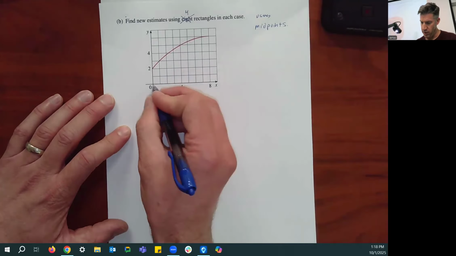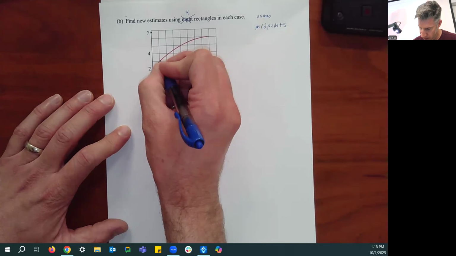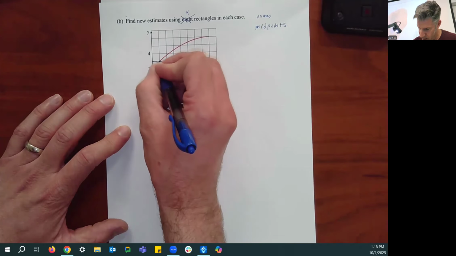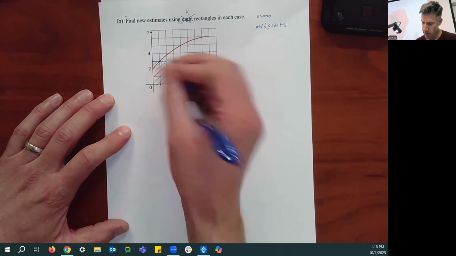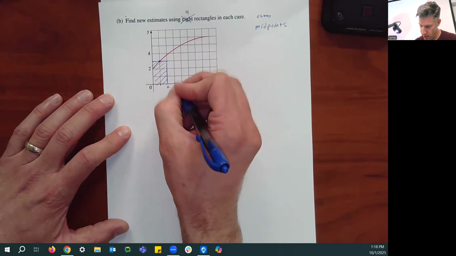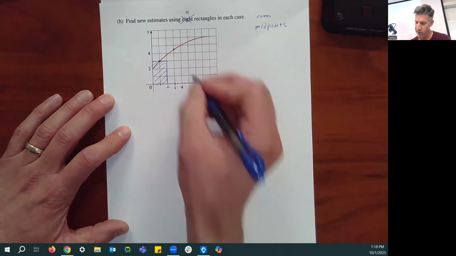So between 0 and 2, the midpoint is 1. We're going to plug in 1 to find the height. There's our rectangle, which seems to have a height of exactly 3. How nice. Between 2 and 4, we're going to use the input of 3 to find an output of, that looks like about 4.5.